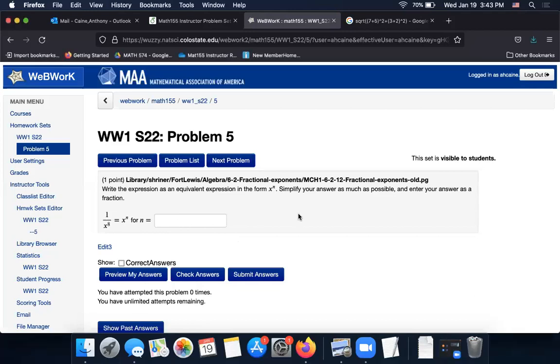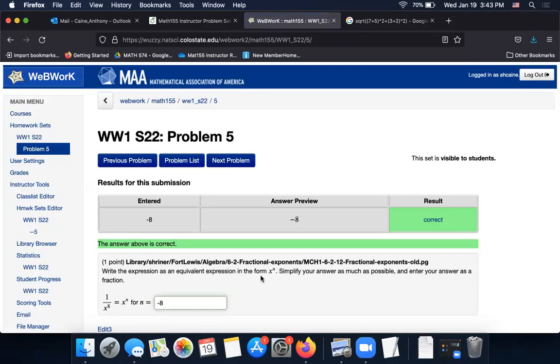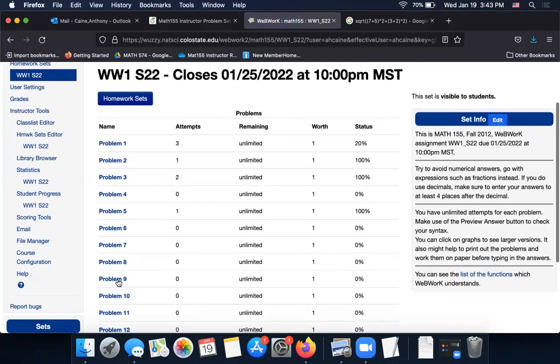All right, back to WebWork. So for my problem, the exponent that works is -8. And there it is, boom. All right, let's go to something a little bit more interesting. Let's go to problem 9.